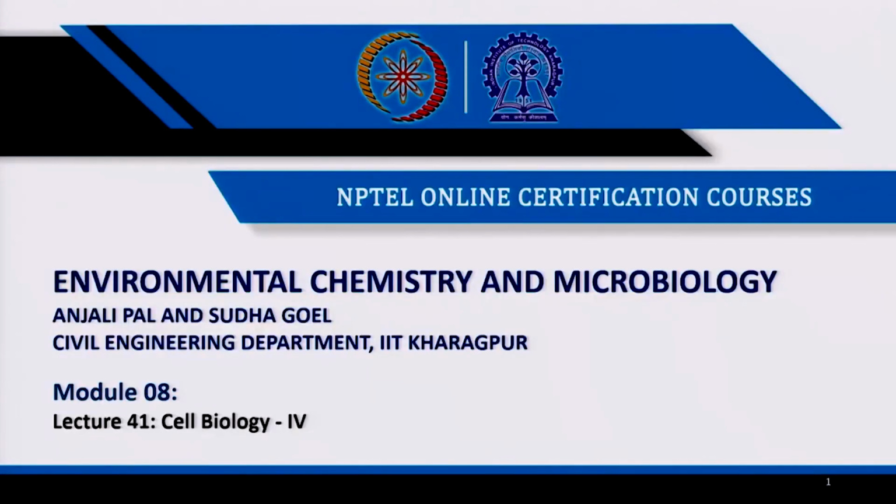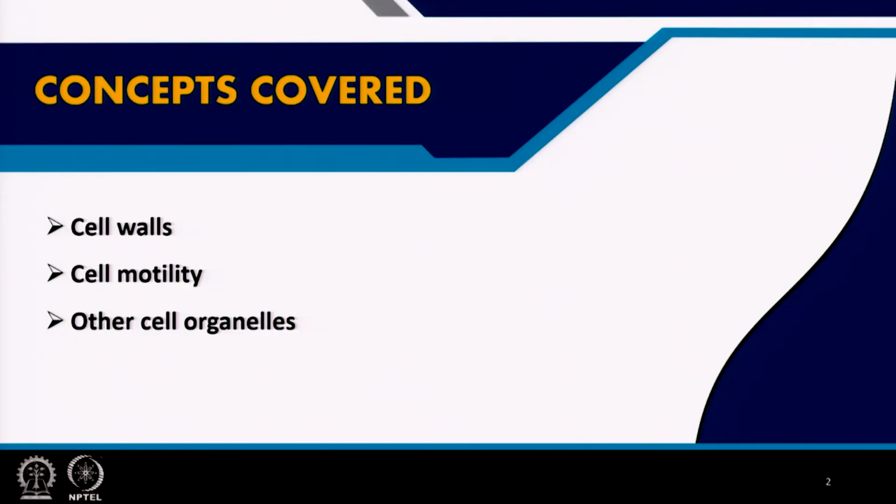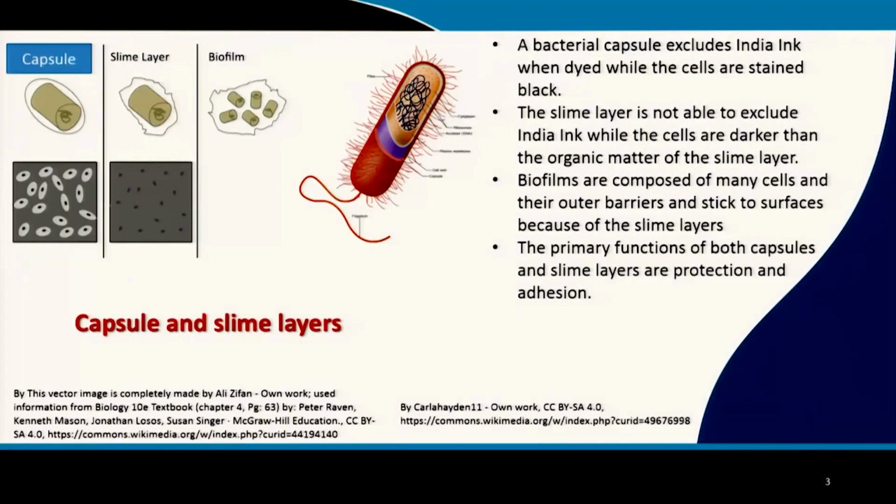Welcome everyone to the last part of cell biology. This is lecture number 41. So we've already looked at cell walls and cell motility. We will now cover the remaining cell organelles. When we think about cells, we should also be thinking about some of the other parts of the cell which are not always present but are very important.